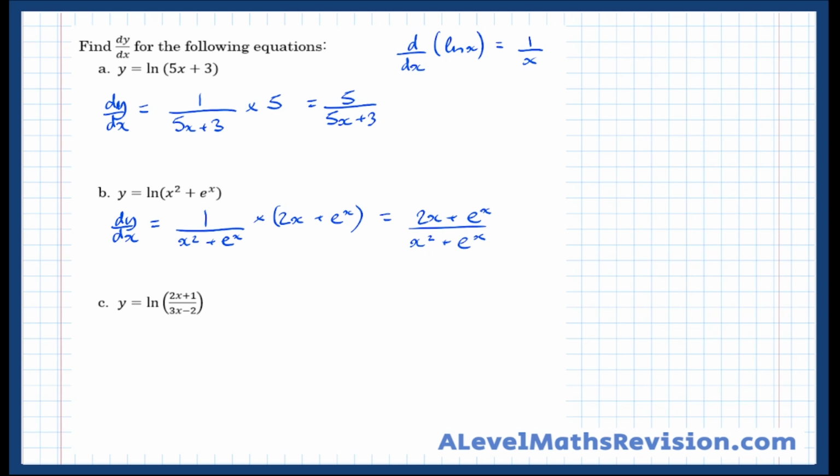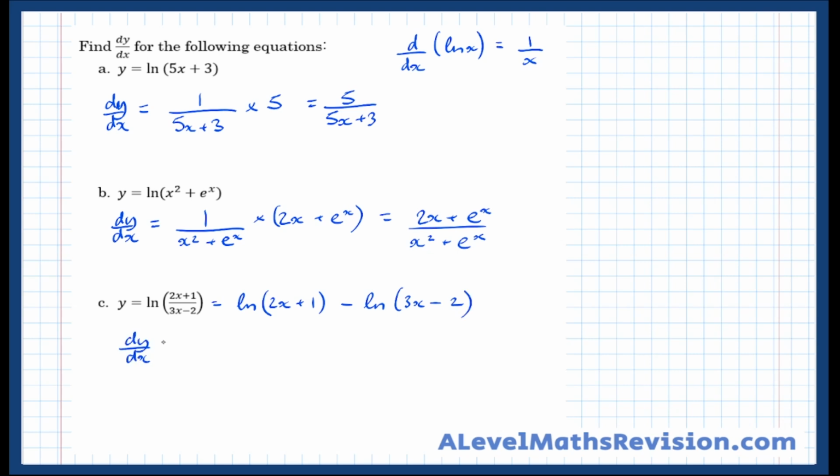And part C, y equals log of 2x plus 1 over 3x minus 2. Well, currently this is a bit different to anything we've seen before, but there's a bit of a clue. You can use log laws to make this a lot easier to do. That's a clue. Maybe pause the video and have a go yourself. But the trick here is split it up using the subtraction law for logarithms. So that can be written as log of 2x plus 1 take log of 3x minus 2, like that.